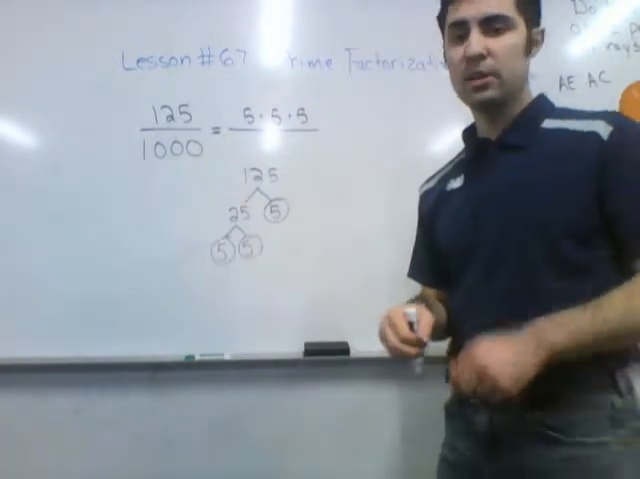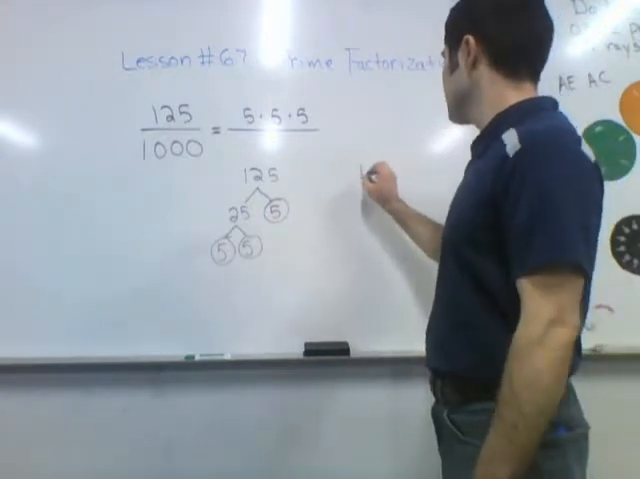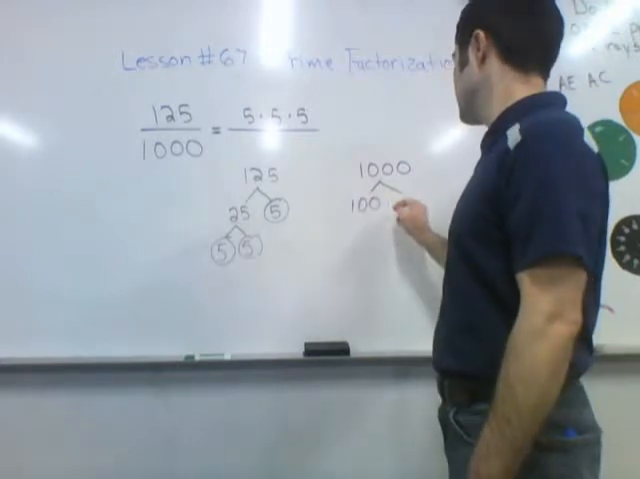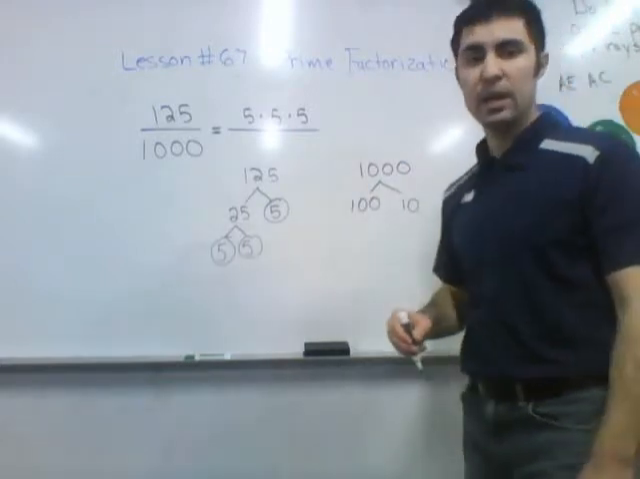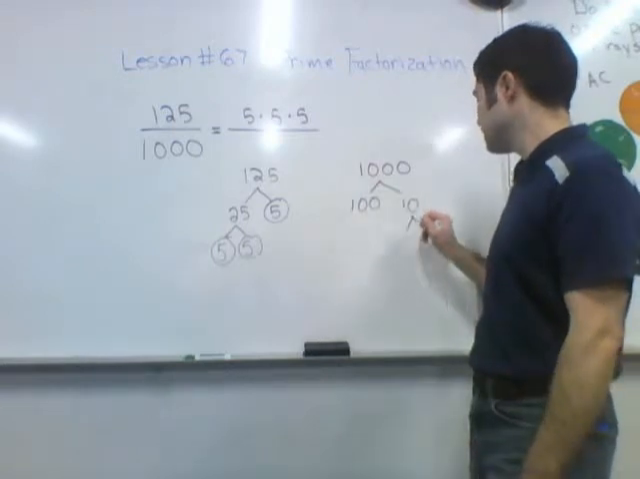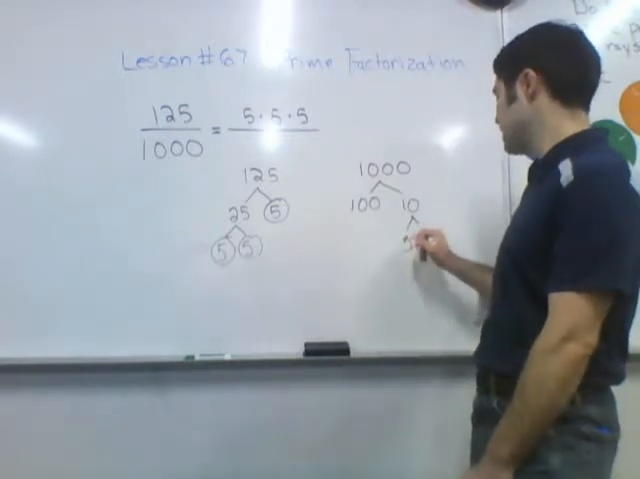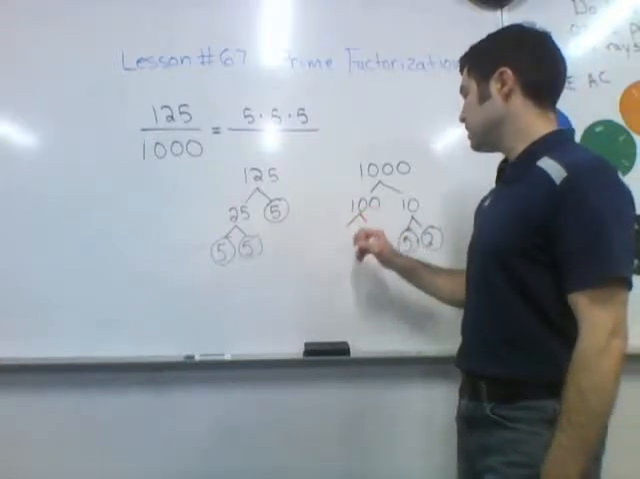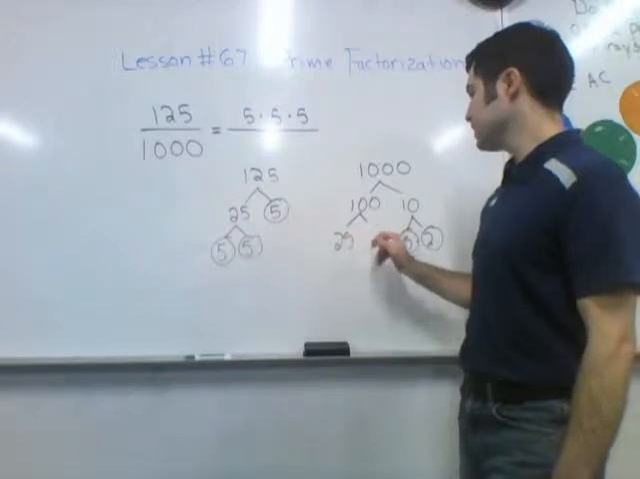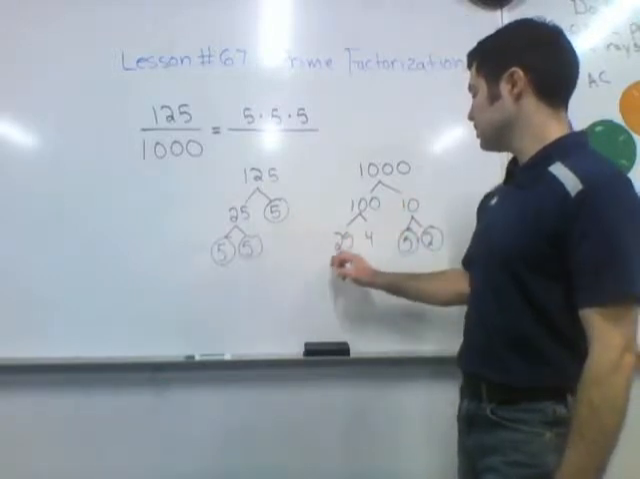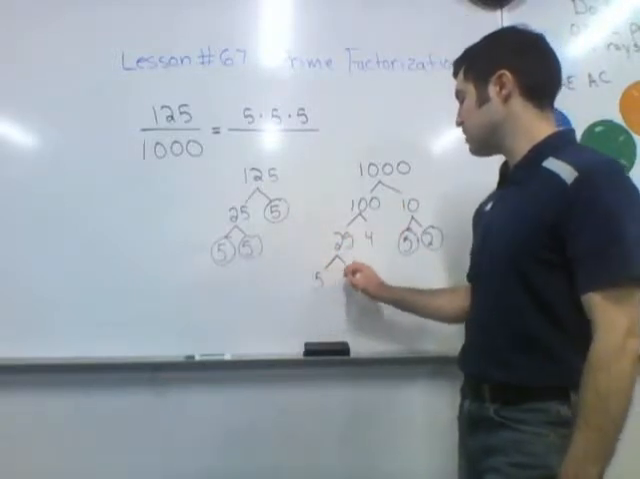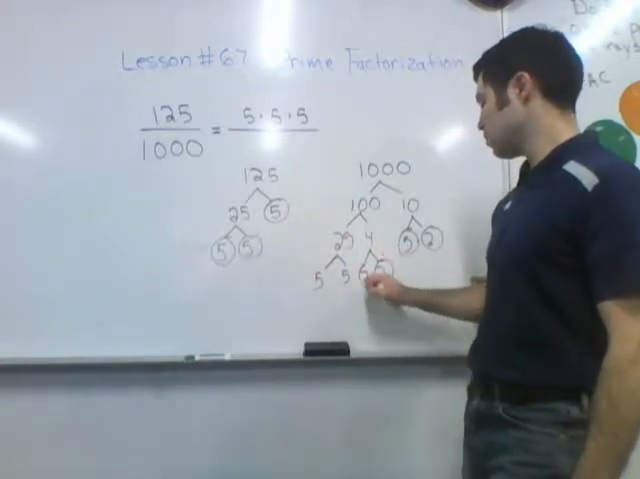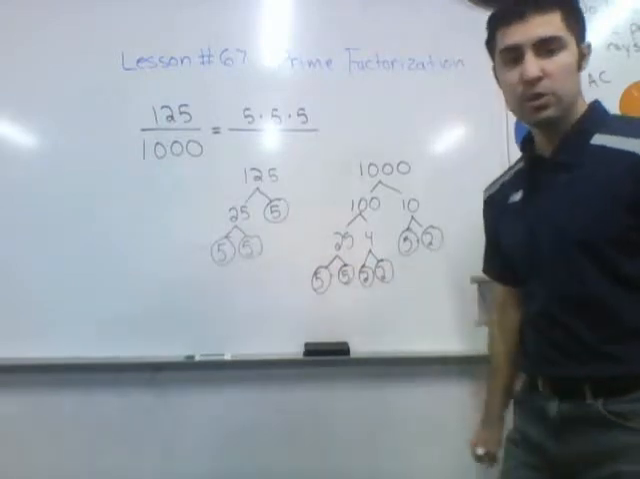Now I have 1,000 right here. Let's do the prime factorization for that. So 1,000 can be broken down into 10 times 100. Okay, 100 times 10 is 1,000. I can break down the 10 into 5 and 2. Those two are prime numbers. I can break down 100 into 25 times 4. These can be broken down into 5 times 5. 4 can be broken down into 2 times 2. And those are all prime numbers. Okay? So we did our factor trees.